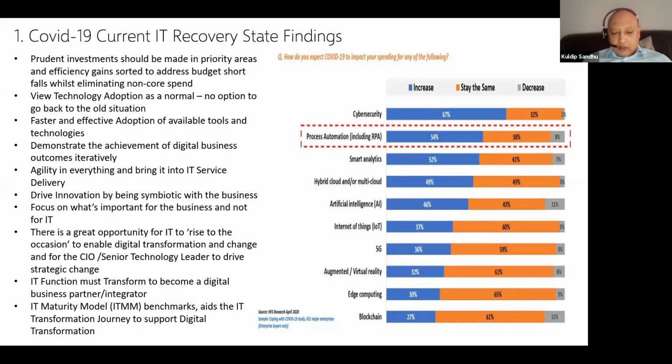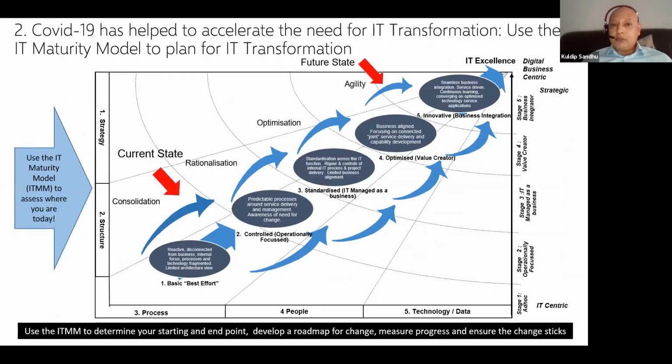But I think there's always a need to have a framework for how you go about transforming the IT department. And in my last webinar, I introduced the IT maturity model, which you can see here. The IT maturity model has a number of dimensions. It has strategy, structure, process, people, technology, which includes systems and infrastructure and data. Those key dimensions need to be all working in tandem as you go on the IT transformation journey.